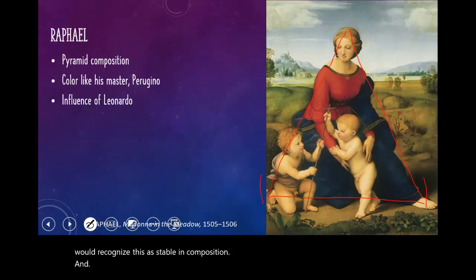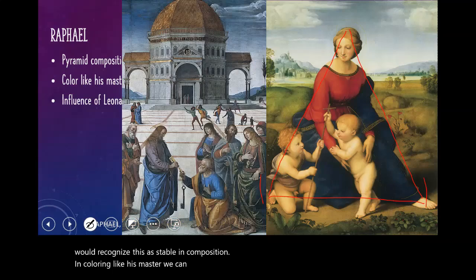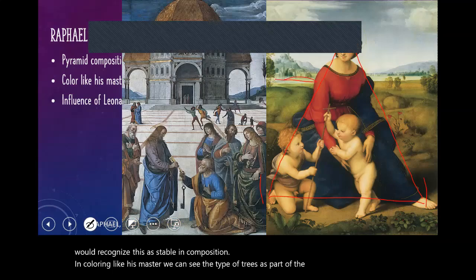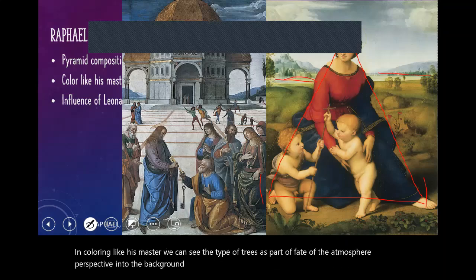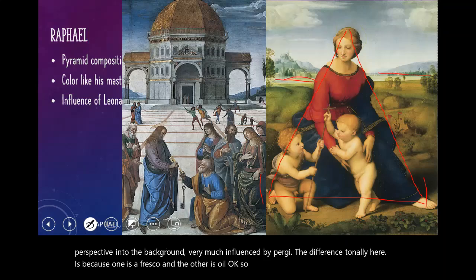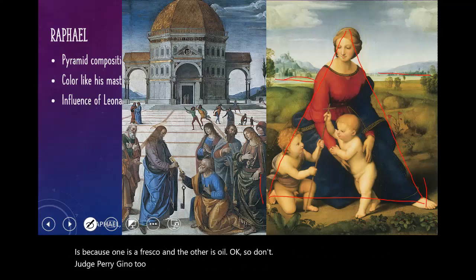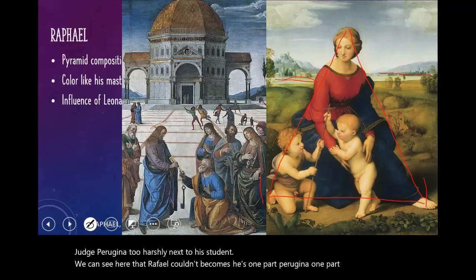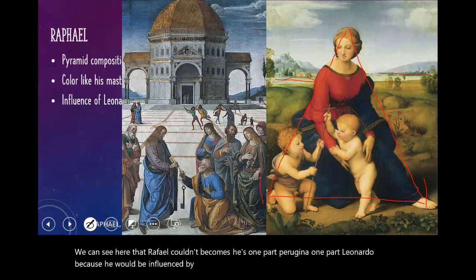And in coloring, like his master, we can see the type of trees, especially the fade of the atmospheric perspective into the background, very much influenced by Perugino. The difference tonally here is because one is a fresco and the other is oil. Okay, so don't judge Perugino too harshly next to his student. We can see here that Raphael becomes one part Perugino, one part Leonardo, because he would be influenced by the even during his life famous Italian artist, as well as his master that he would work to impress and emulate.